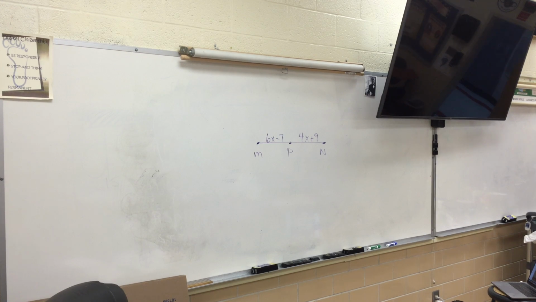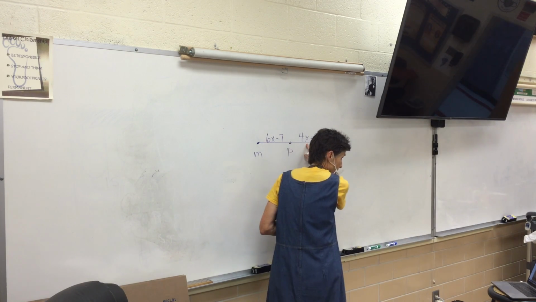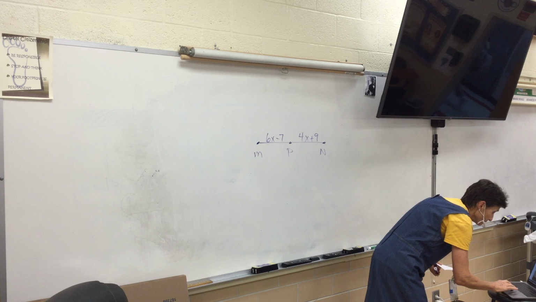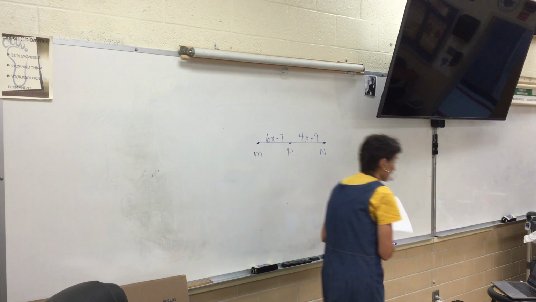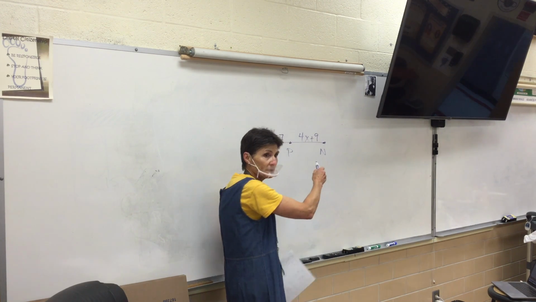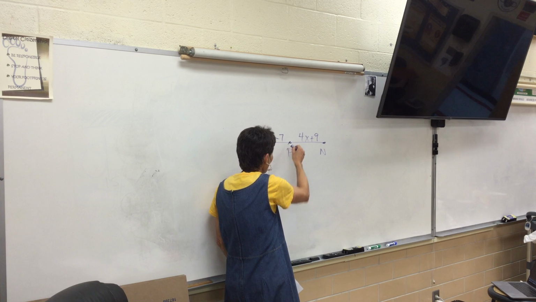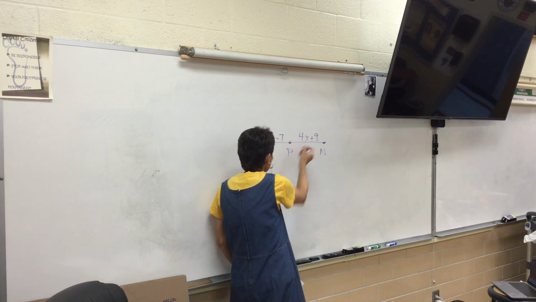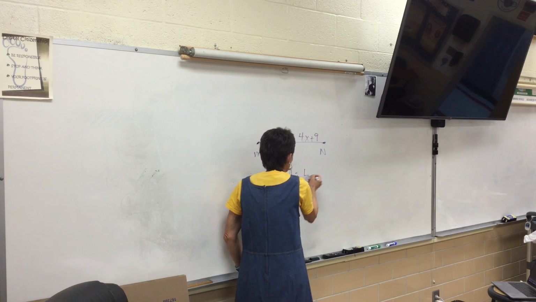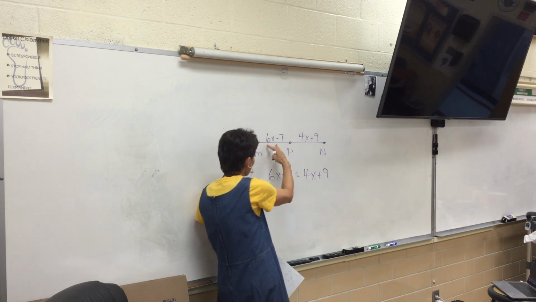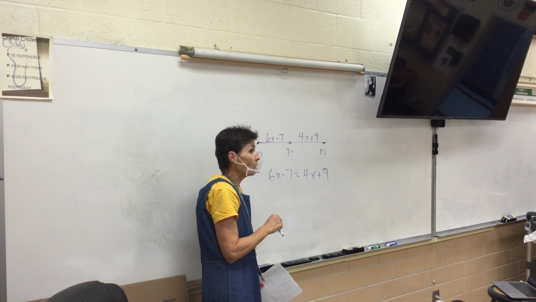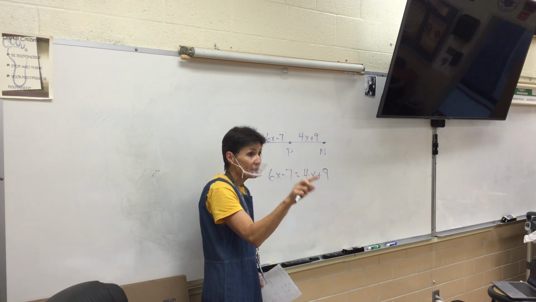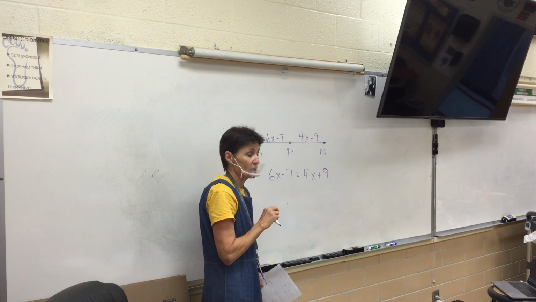All right, so Patrick, P is the midpoint. That means that it is right in the middle of this segment. And if it's right in the middle, Patrick, that means that these two pieces are equal to each other. So this piece must equal this piece. We don't add them up. If it's the midpoint, it means they are equal to each other.